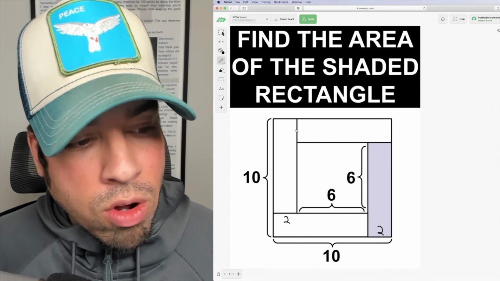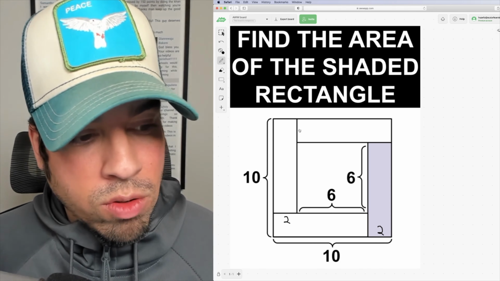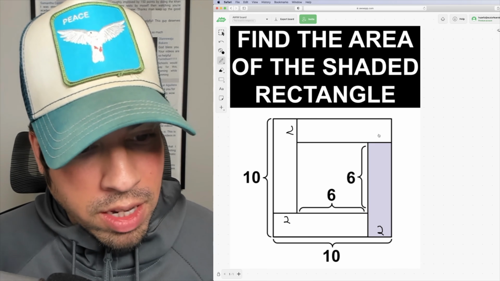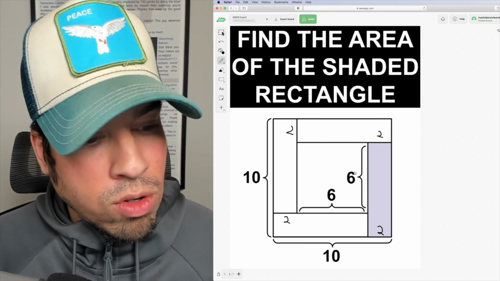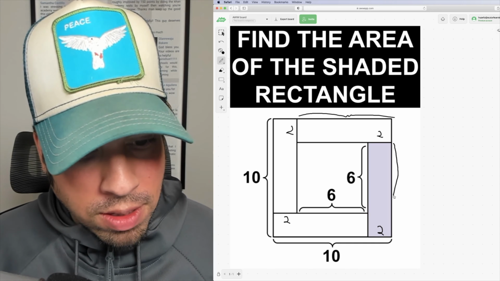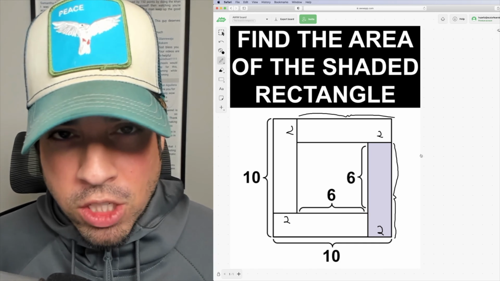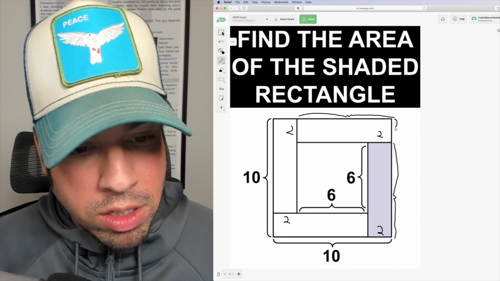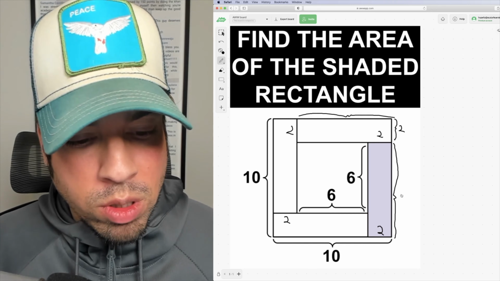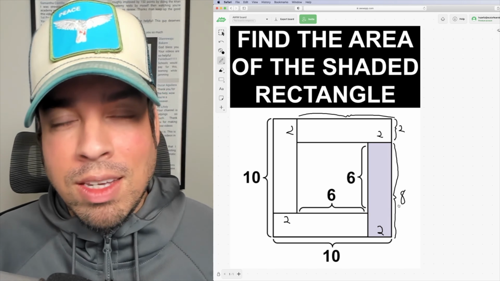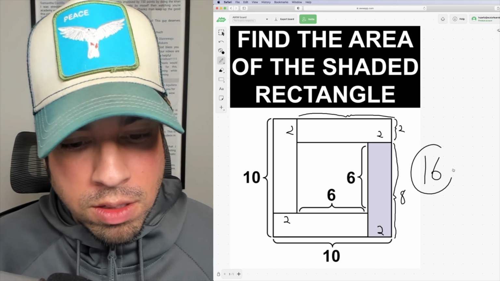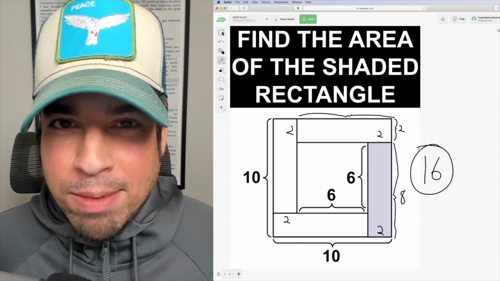And then again, these all look to be identical or equal rectangles. So if this distance here is 2, this distance here is going to be 2, again, this distance here is going to be 2, so on and so forth. Now the final question is, what is this dimension here? What is this dimension like this? Because that will give us the second important dimension of the rectangle. Well, if this dimension right here is also going to be 2, as I noted over here, this has to be whatever 10 minus 2 is, which is 8. Which means that the area of the rectangle would simply be length times width, or 8 times 2, which is 16.